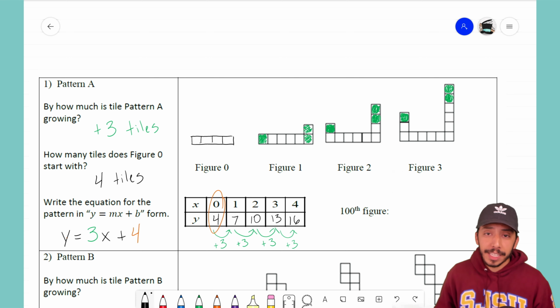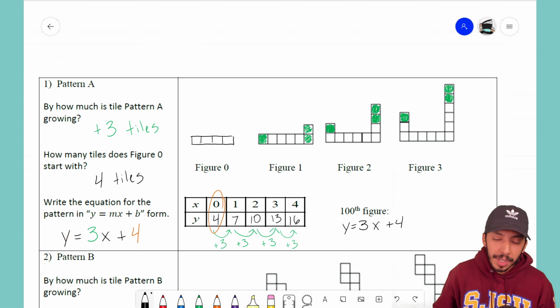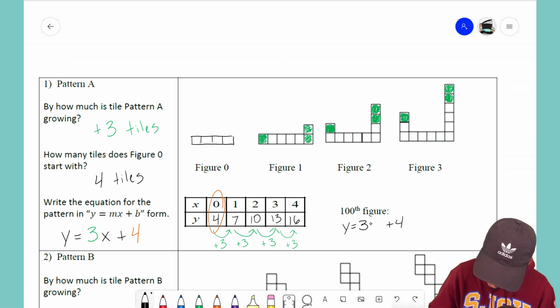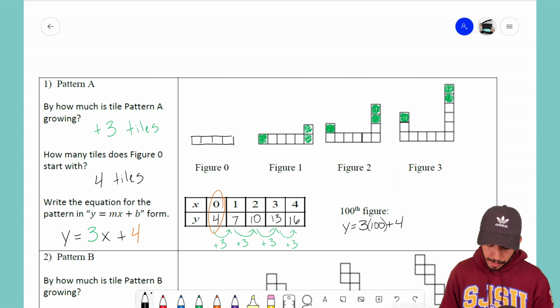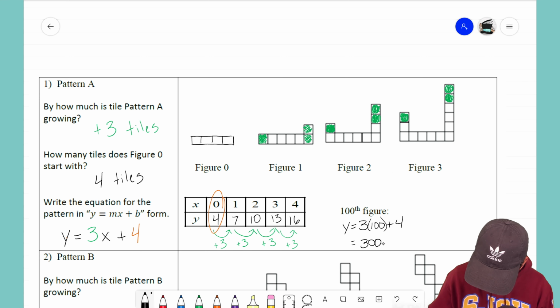And we can actually use that equation to help us figure out how many tiles are in the 100th figure of this pattern. So all I have to do is take that equation, y equals 3x plus 4, but instead of writing x here, I can substitute in the 100. Remember, x here is representing the figure number. I'm interested in the 100th figure, so I'm going to plug in 100 for x. So I now have an equation where it says 3 times 100 plus 4. I think I can now determine how many tiles are in the 100th figure. So 3 times 100, that makes 300. We still have the plus 4. 300 plus 4, we end up with 304 tiles.